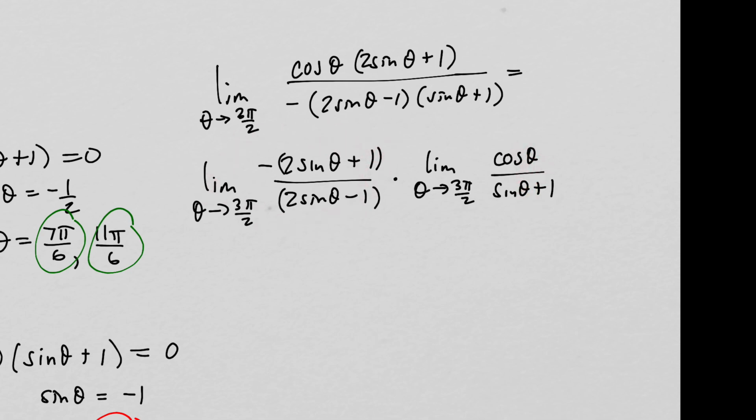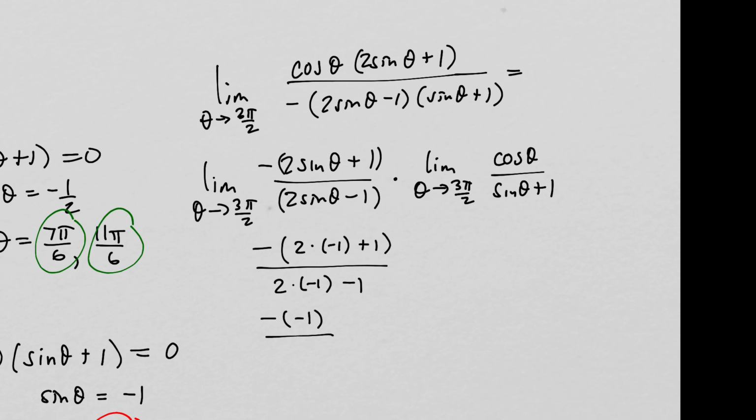So this limit we can evaluate by simply plugging in 3 pi over 2. So if we plug in 3 pi over 2, we're going to get negative 2 times the sine of 3 pi over 2, which is negative 1, plus 1. And then in the bottom we have 2 times the sine of 3 pi over 2, which is negative 1, minus 1. And this is simply going to be negative 1 divided by negative 3, and that is going to end up being negative 1/3. But then we have to multiply that by this limit.